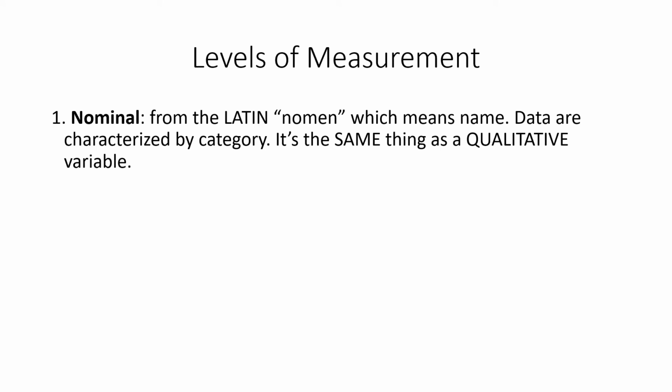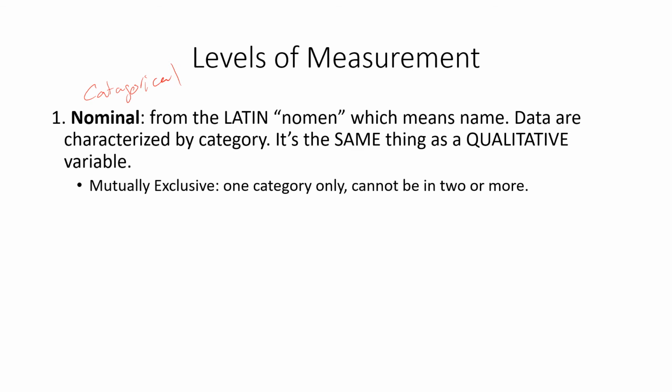Let's look at levels of measurement. We're going to look at four different levels of measurement. The first is nominal. Nominal is also categorical. It is also qualitative. So it's essentially the same thing, and nominal is Latin for nomen, which means name. Data that's nominal is categorical. It's separated into categories.